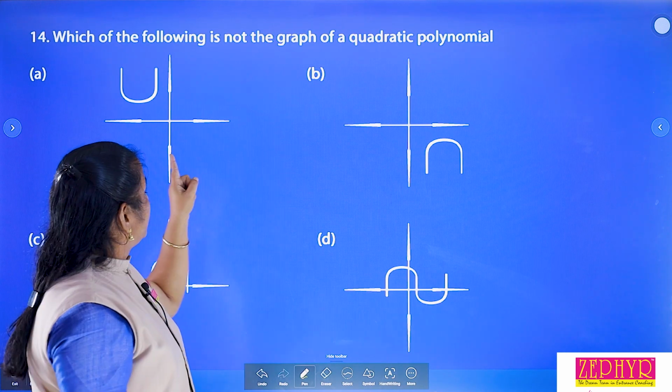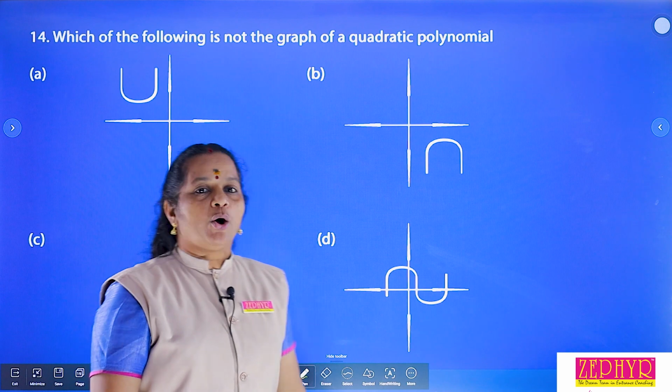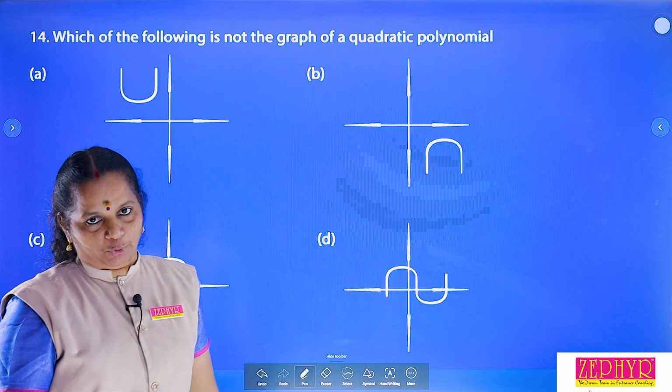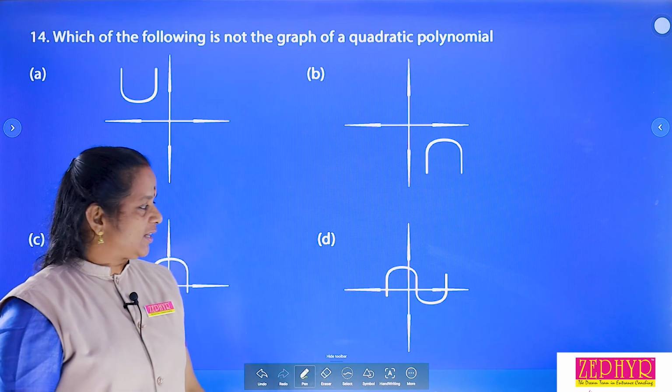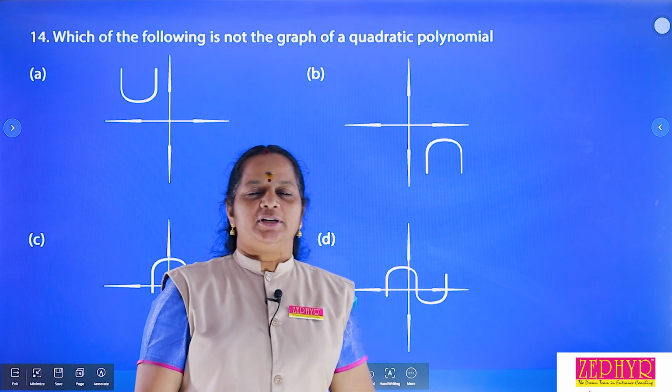So our question is, which of the following is not the graph of a quadratic polynomial? Which one is the correct answer? The correct answer is option D.